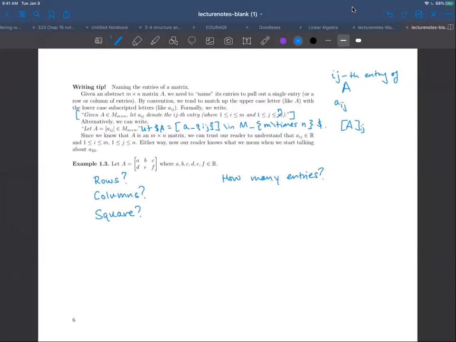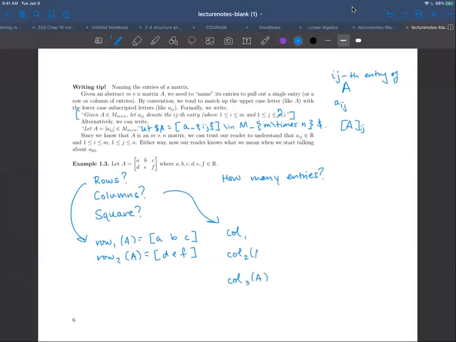things. So I see that it has 2 rows. Row 1 of A is the row ABC, and row 2 of A is the row DEF. As for columns, I see I've got column 1, column 2, and column 3 of A. Column 1 is AD, column 2 is BE, and column 3 is CF.